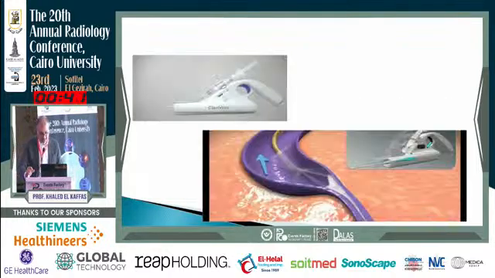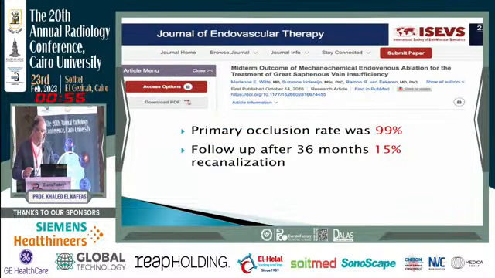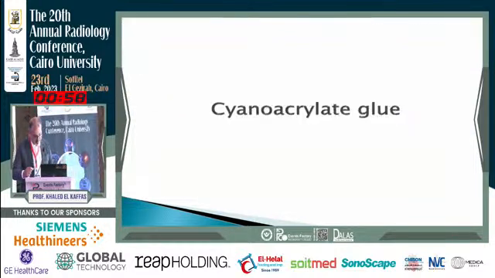There are newer techniques like mechanochemical ablation. It's catheter-delivered foam sclerotherapy, but this type of catheter has rotating microblades. It causes injury of the intima inside the vein and spasm of the vein to ensure more effect of the sclerosing material. It has very high occlusion rates.